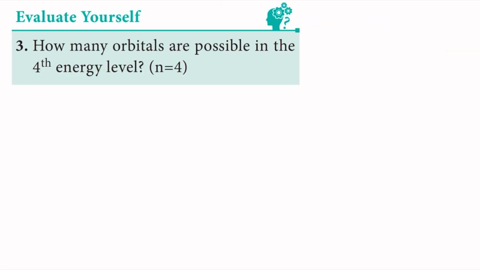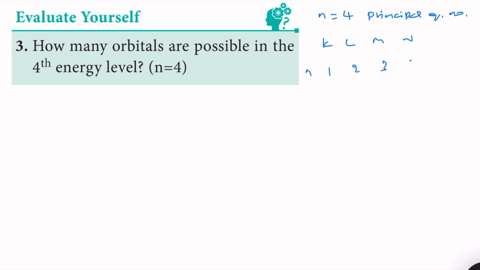Let us move to question number 3. How many orbitals are possible in the fourth energy level? N value is given as 4. The principal quantum number is given as 4. This means that we are in the N shell, because K, L, M, N. So, when N value is 1 here, 2 here, 3 here, 4 here. So, we are in the N shell.